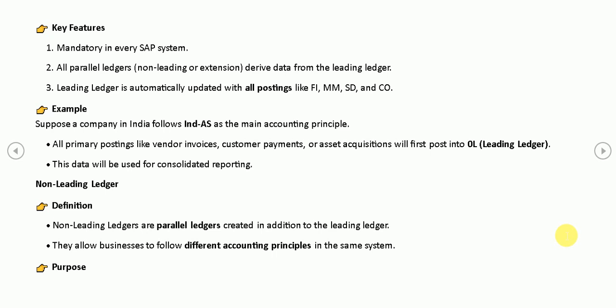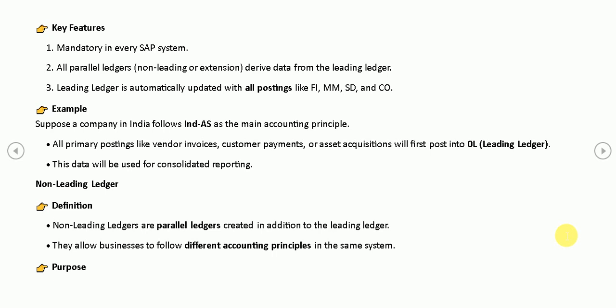Now we go with the non-leading ledger. So we have understood the leading ledger, and now the non-leading ledger, as well as the extension ledger. The non-leading ledger definition is: non-leading ledgers are parallel ledgers created in addition to the leading ledger.